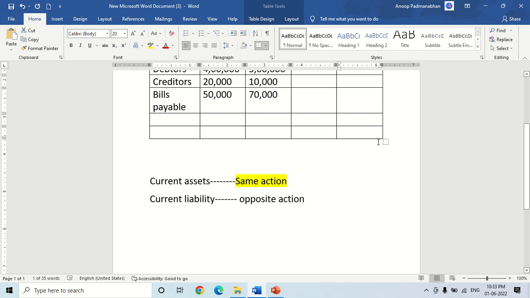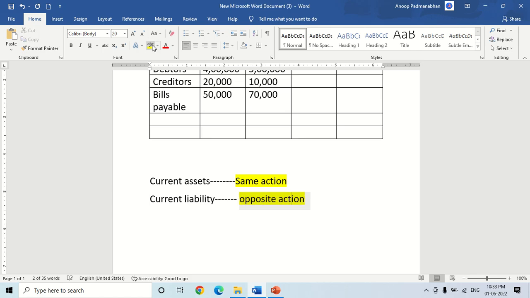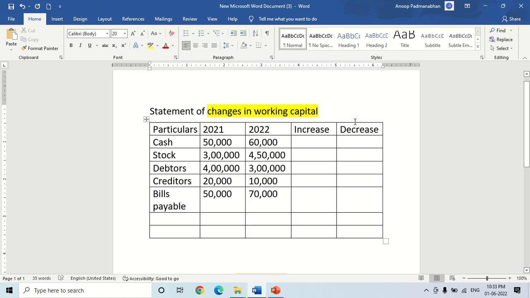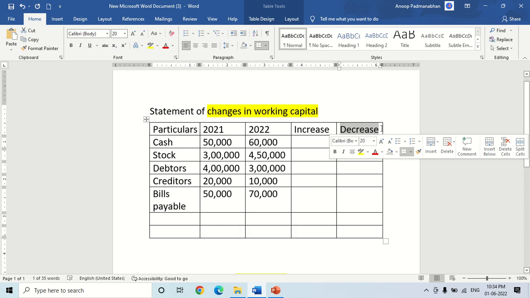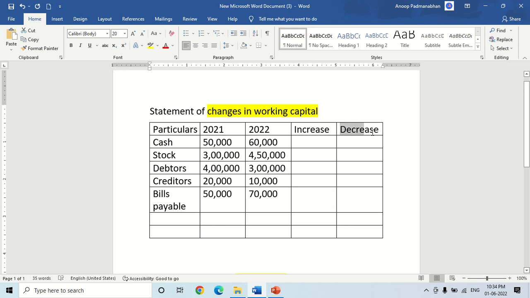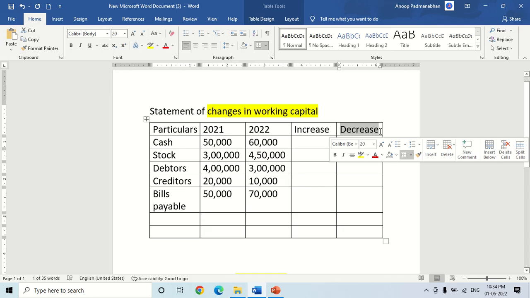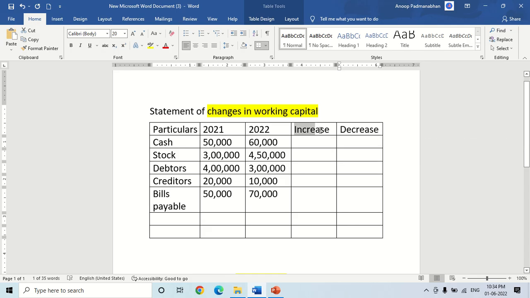Same way, when we come to the current liabilities, we will follow opposite action. What is this opposite action? When a current liability is increasing, the amount is increasing, but I have to write in the opposite column. So I will write it in the decrease column. Same way, when the value of current liability is reducing or decreasing, I have to do the opposite action. So I will be recording that value in the increase column.